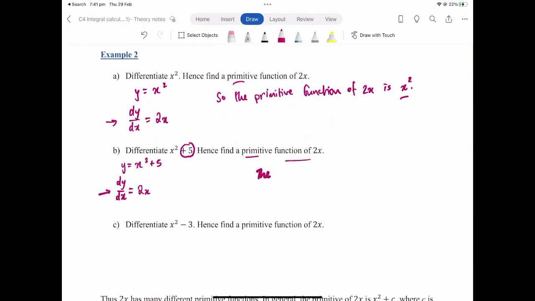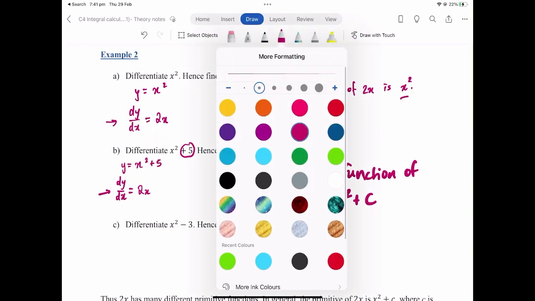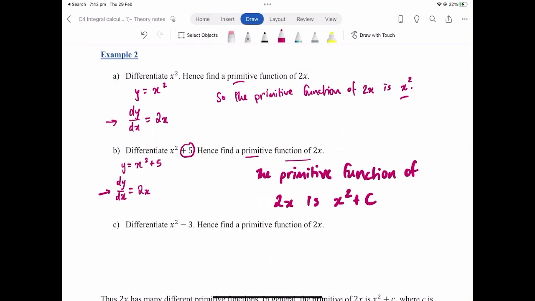So the primitive function of 2x is x squared, because x squared is what could have potentially turned into 2x, but there could have also been a constant term, because the constant term would disappear when we've been given our x squared value. Okay? So the primitive function of 2x is x squared plus some constant value. And so this is the same for the case up here too.